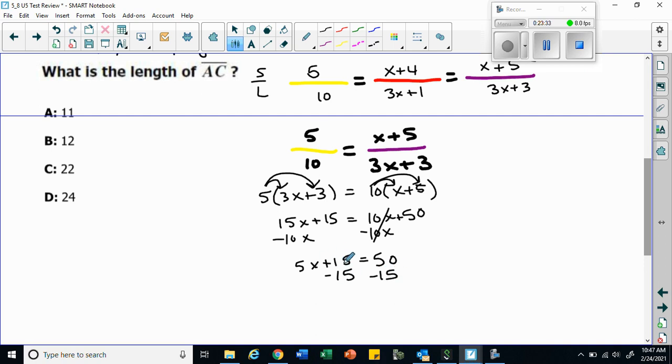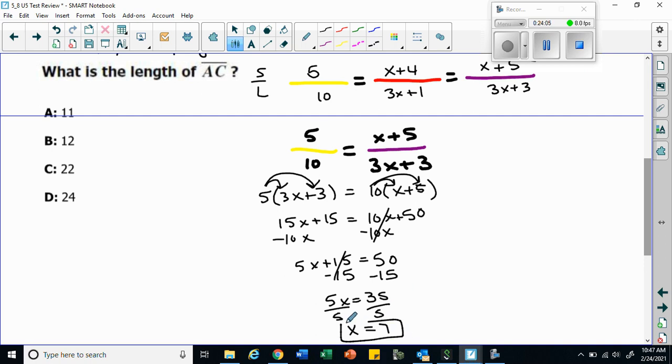This positive, I make it a negative. This cancels out. So now this is 5X equals, right? And what does that give me? So if I do 50 minus 15, it's 35. And then I divide by 5 on both sides, right? And then that gives me 7.